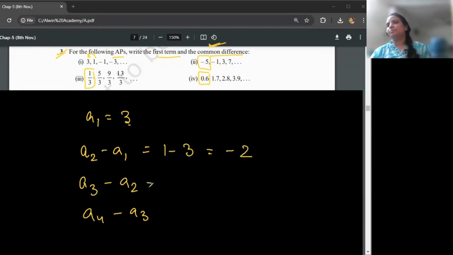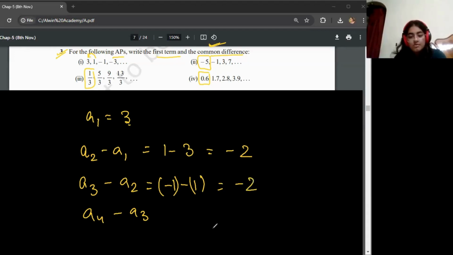Every consecutive term you need to subtract from the previous one. So for difference you will check A2 minus A1, A3 minus A2 and A4 minus A3. Let's check it. A2 minus A1 is 1 minus 3, which is minus 2. For A3 minus A2, A3 minus A2 is minus 1 minus 1. This is minus 1 the term, subtracting the previous term 1 from it. Right or not, bache? So what is this now?